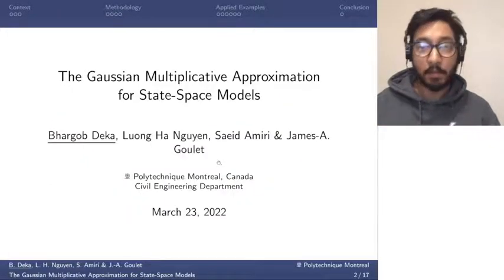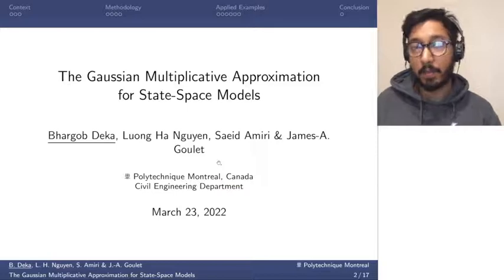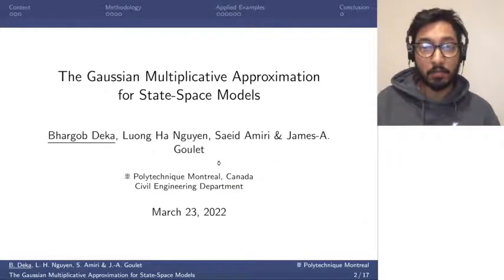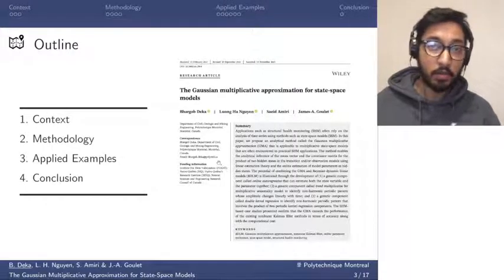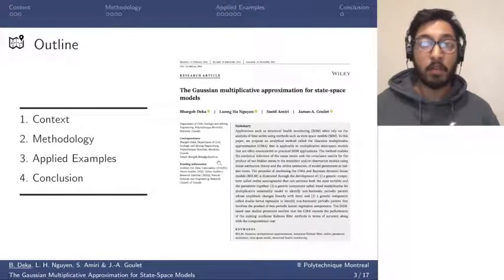Hi, my name is Bhargob Deka, and today I'm going to present the paper, The Gaussian Multiplicative Approximation for State Space Models. This article was recently published in the Wiley Journal of Structural Control and Health Monitoring.